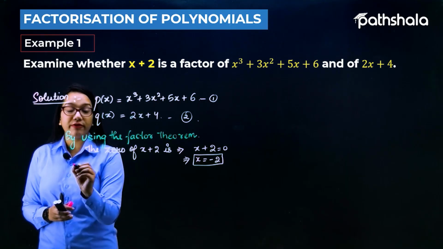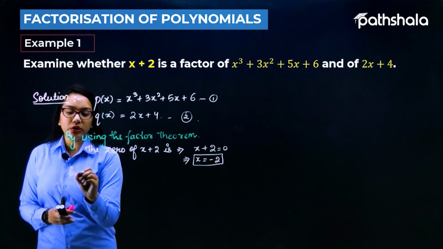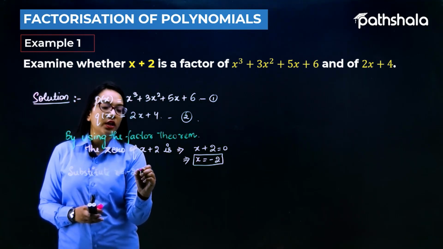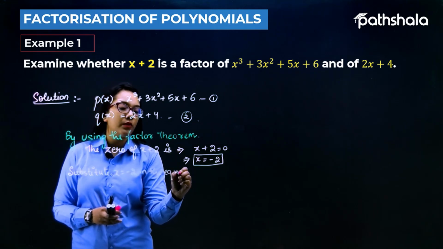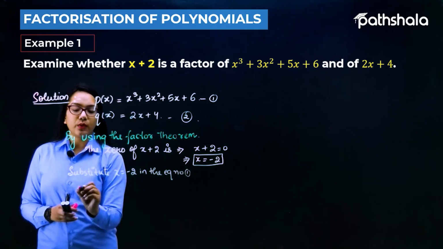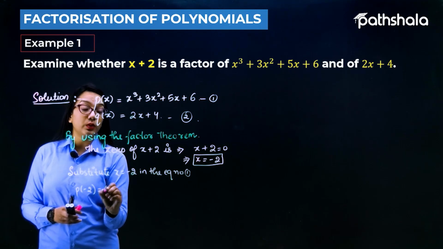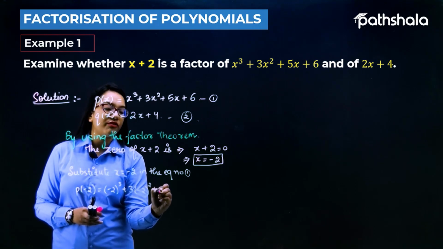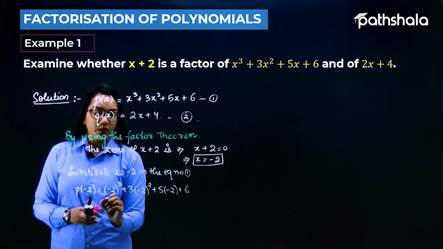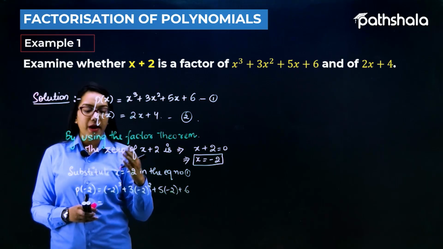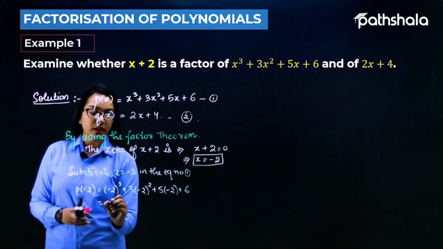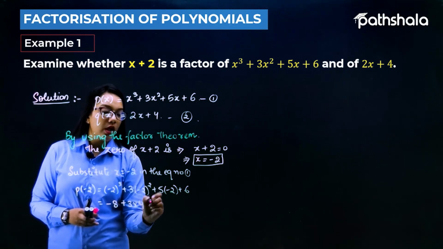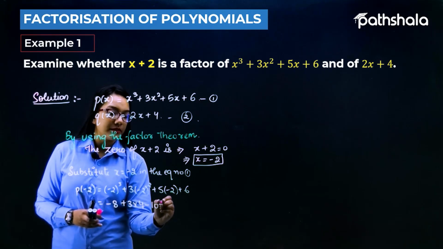Let's start with the very first equation. Substitute x is equal to minus 2 in equation number 1. So p of minus 2 is equal to minus 2 whole cube plus 3 into minus 2 whole square plus 5 into minus 2 plus 6. Now let's solve it. Minus 2 whole cube means minus 2 into minus 2 into minus 2. So this is minus 8 plus 3 into minus 2 whole square, which is 4, plus minus is minus, so it is minus 10, plus 6.